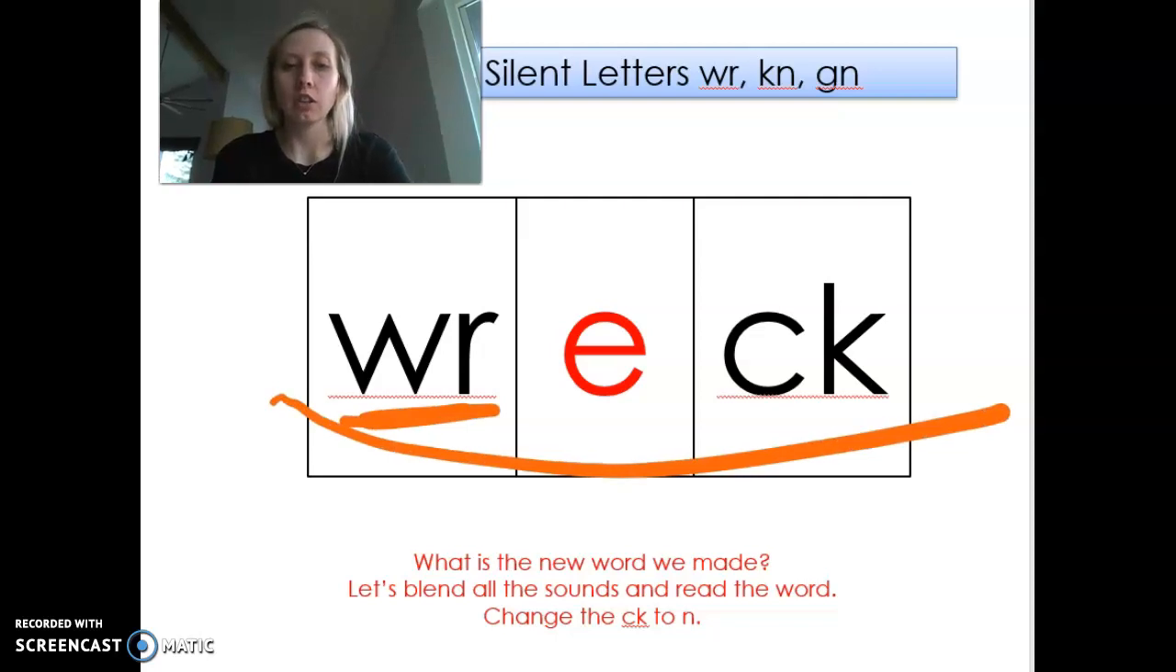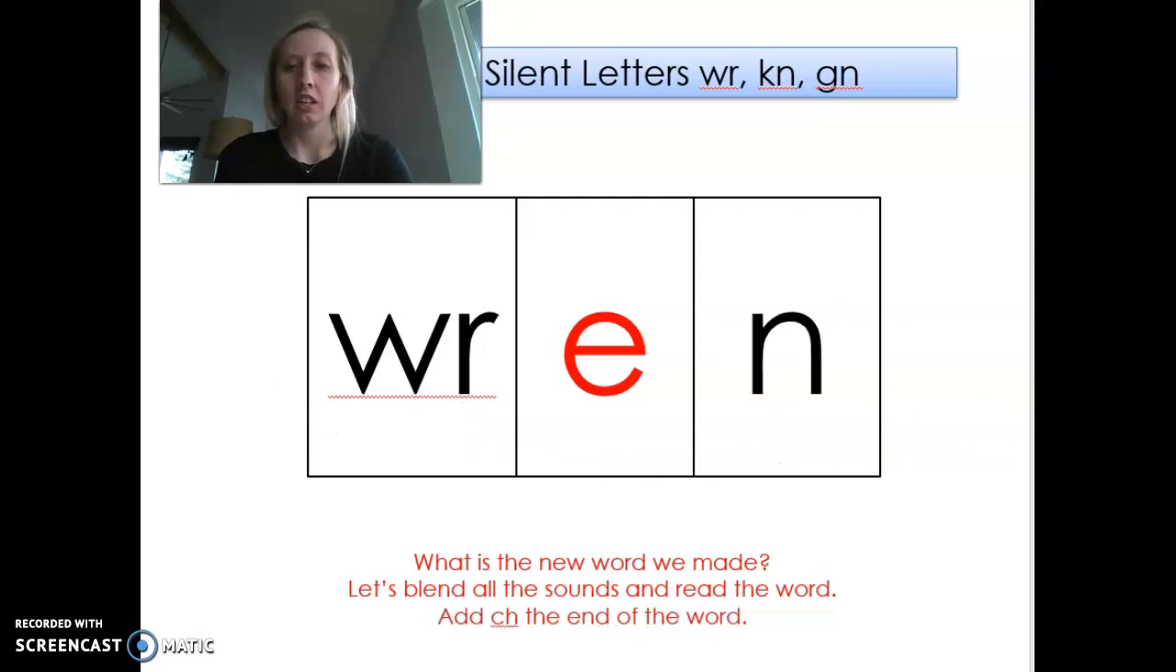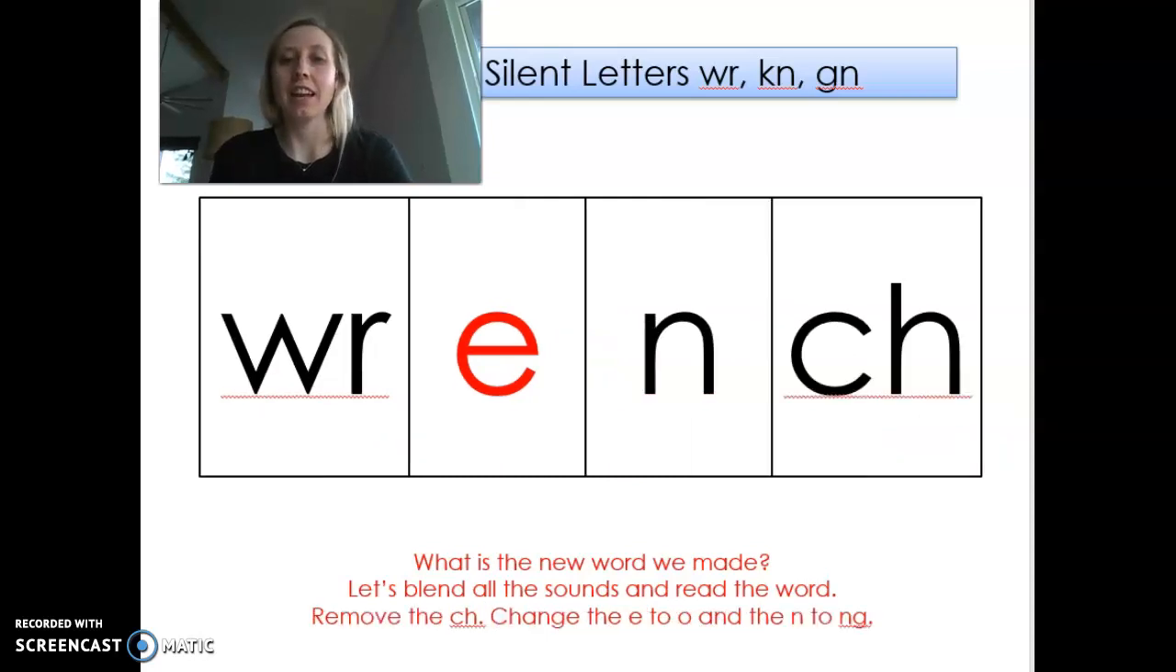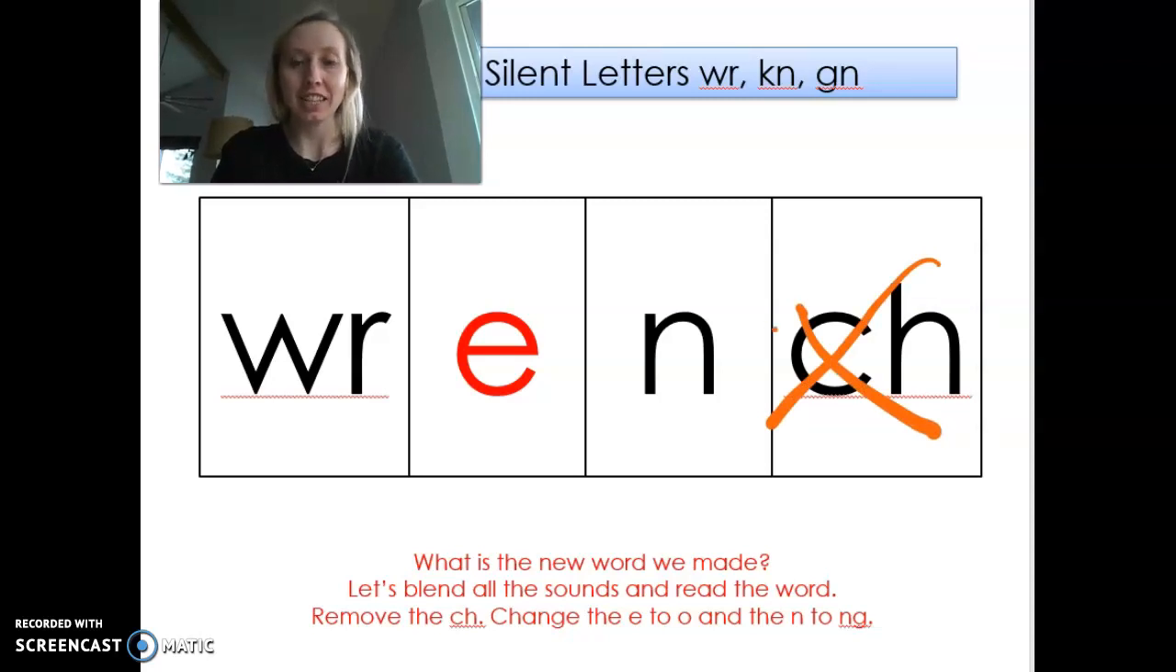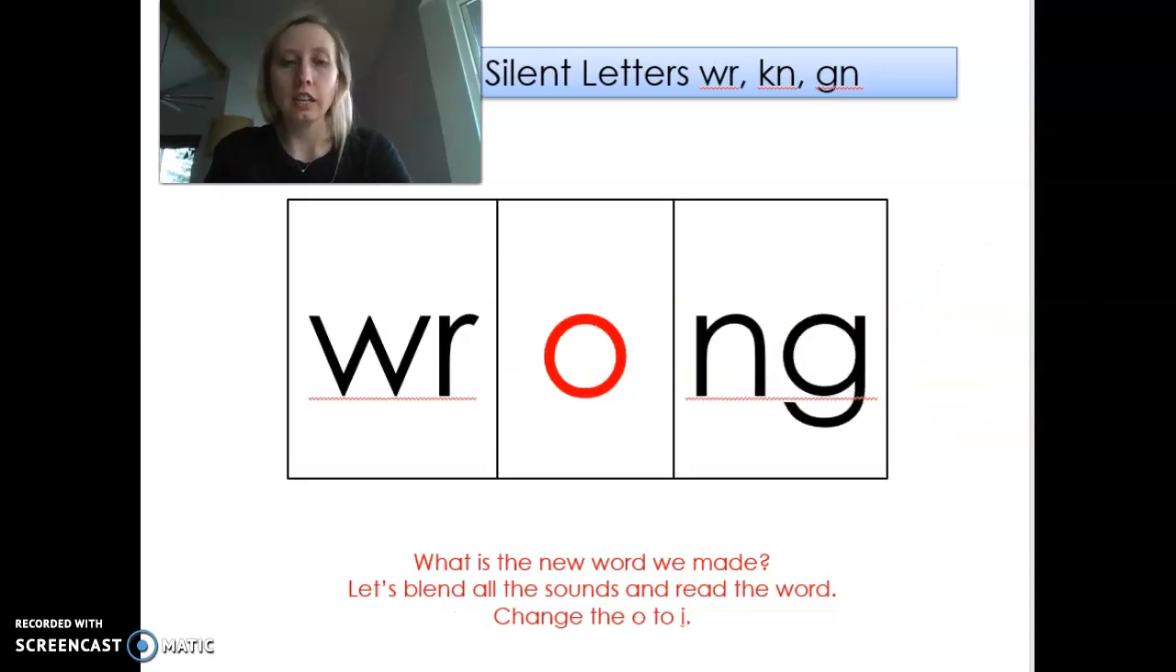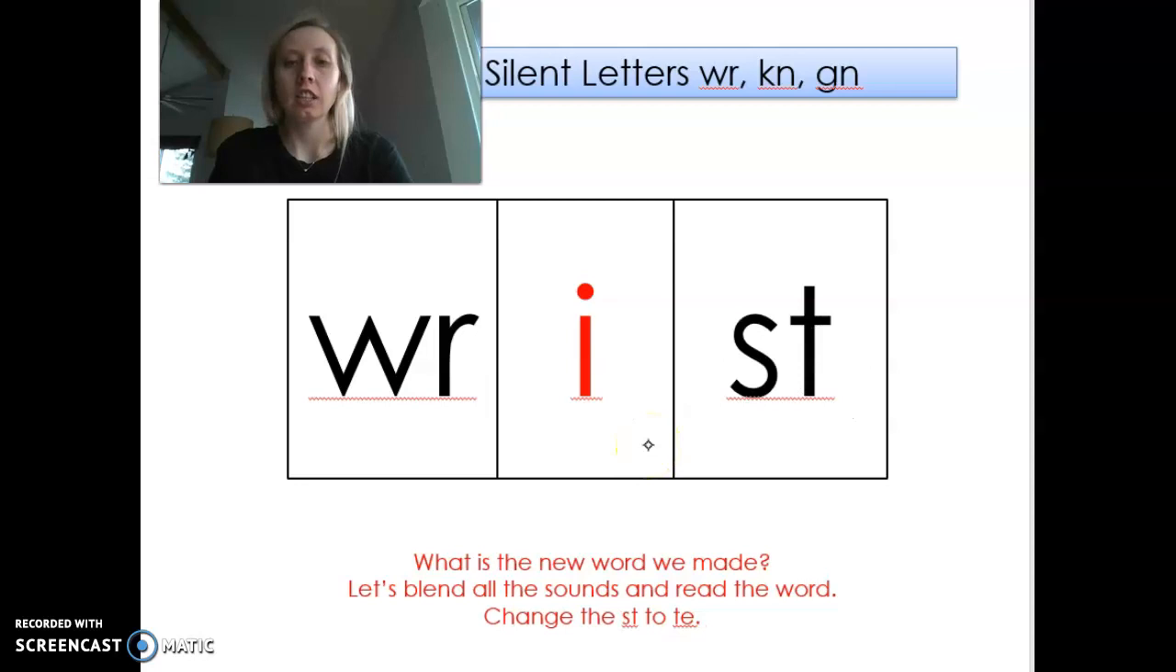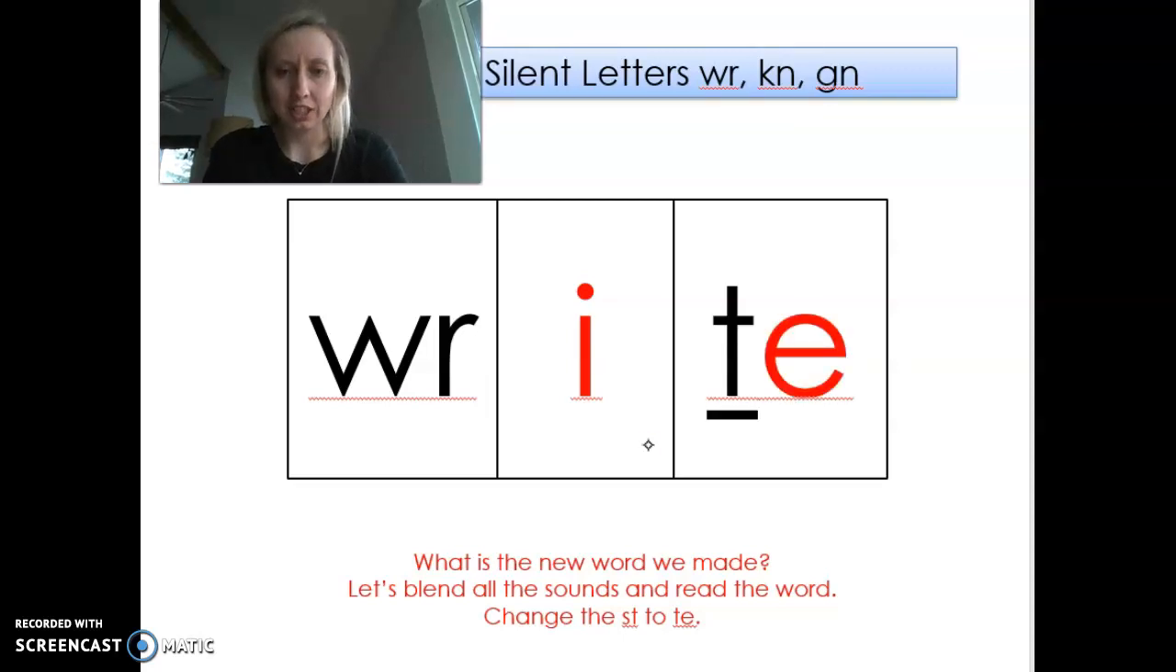Okay, so this word is, 3, 2, 1, wreck. Change the k to n. Wren. Add a ch at the end. Wrench. Remove the ch and change the e to ah, and add a g at the end. That's tricky. So, wrong. Change the ah to i. Ring. Change the g to st. Wrist. Change the st to ite. Right.